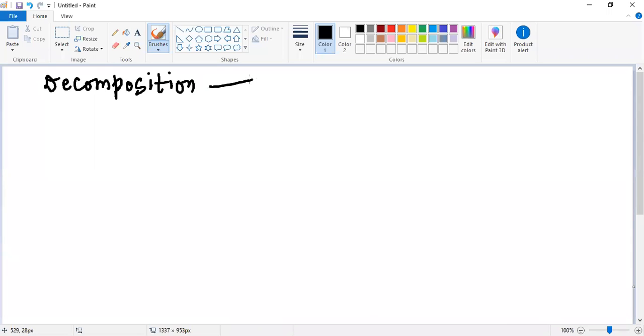In the last period, my dear students, we have seen the decomposition reaction. Can you tell me what kind of reactions are considered as a decomposition reaction? What is a decomposition reaction? How do we define a decomposition reaction?